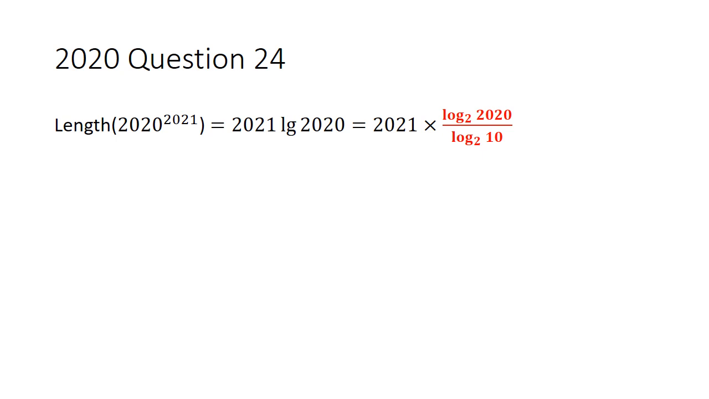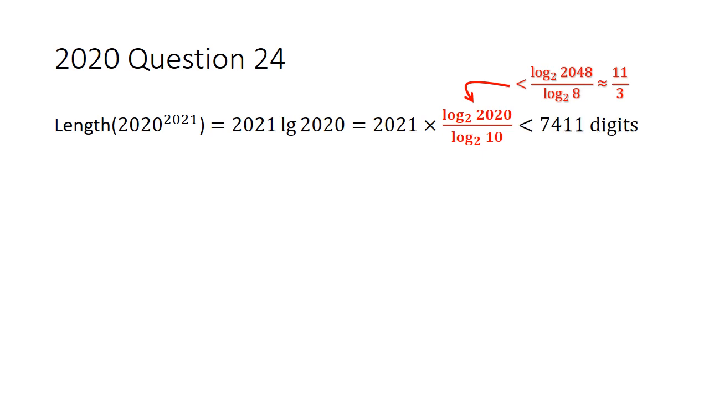Now, since we don't have a calculator, we can't evaluate log base 10 of 2020. We're going to take an estimate. To make sure our estimate is an overestimate, I need to round the numerator up and I need to round the denominator down. So to do so, I need a power of 2 that is slightly larger than 2020 and a power of 2 that's slightly smaller than 10. And that would be 2048 and 8 respectively. That means that this fraction in red will be less than the fraction 11 over 3.